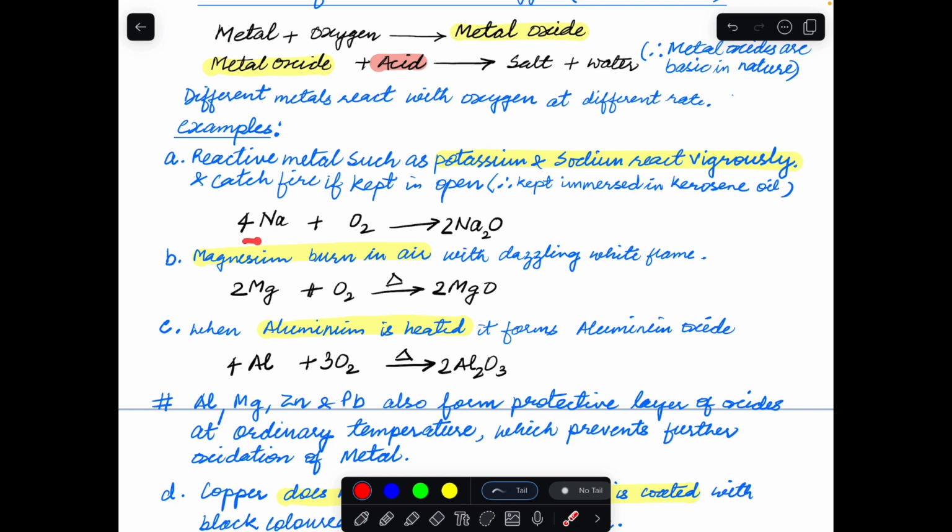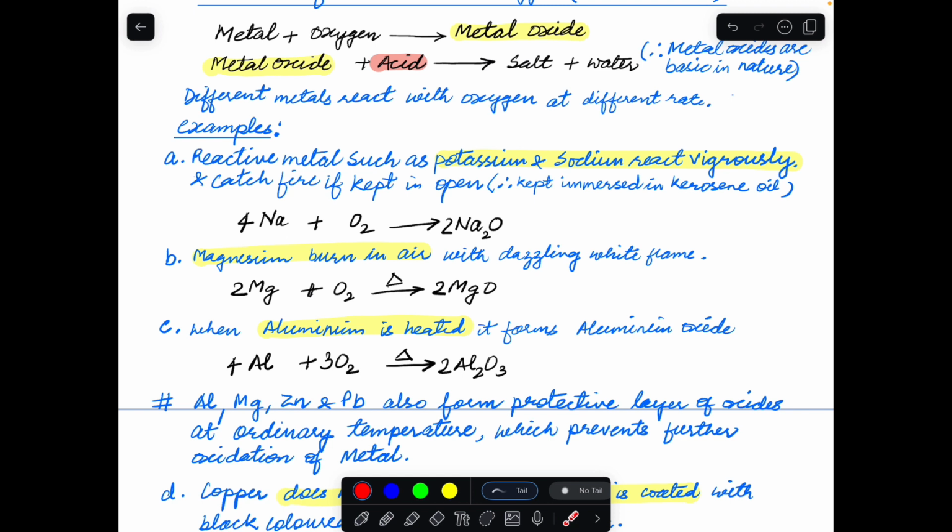So here is the formula of the metal oxide, that is sodium oxide. Now, how to write the formula of any compound? This idea you already know. Sodium has valency 1 and oxygen has valency 2. So we will cross multiply the valencies. Therefore, the formula is Na2O.